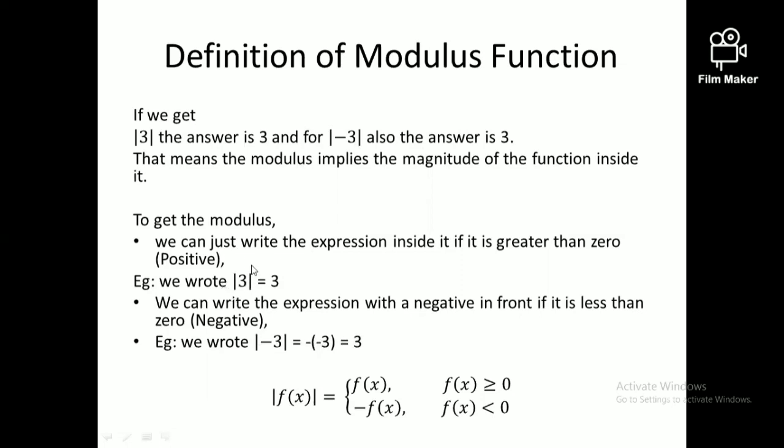If I repeat it back: if the term or expression inside the modulus is a positive value, you can write the same thing itself. If the term inside the modulus is a negative value, you can put an added minus and write it. There you get the modulus of the term inside the modulus mark. This is the definition. If the function inside the modulus is greater than 0, or a positive value, we can write the same thing itself. If the function inside the modulus is a negative value, we can write the same function with a minus in front of that. That is the definition of the modulus function.